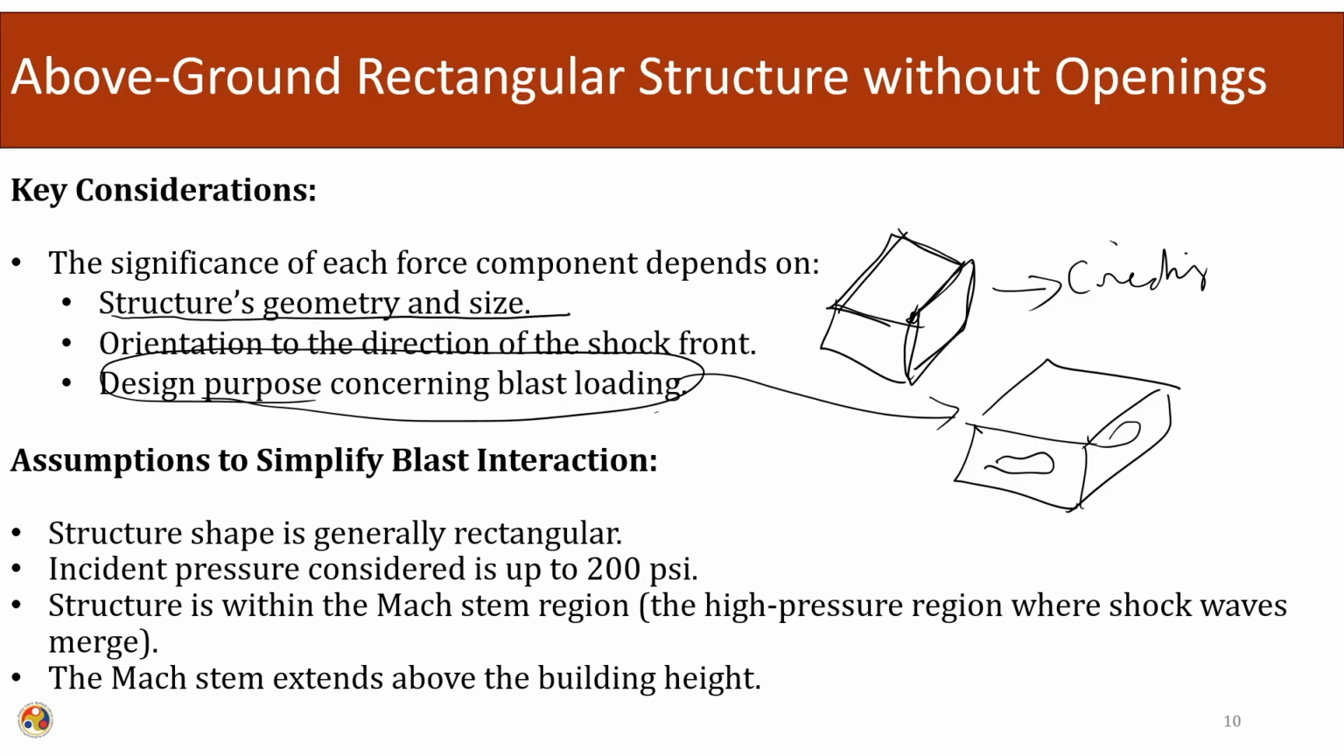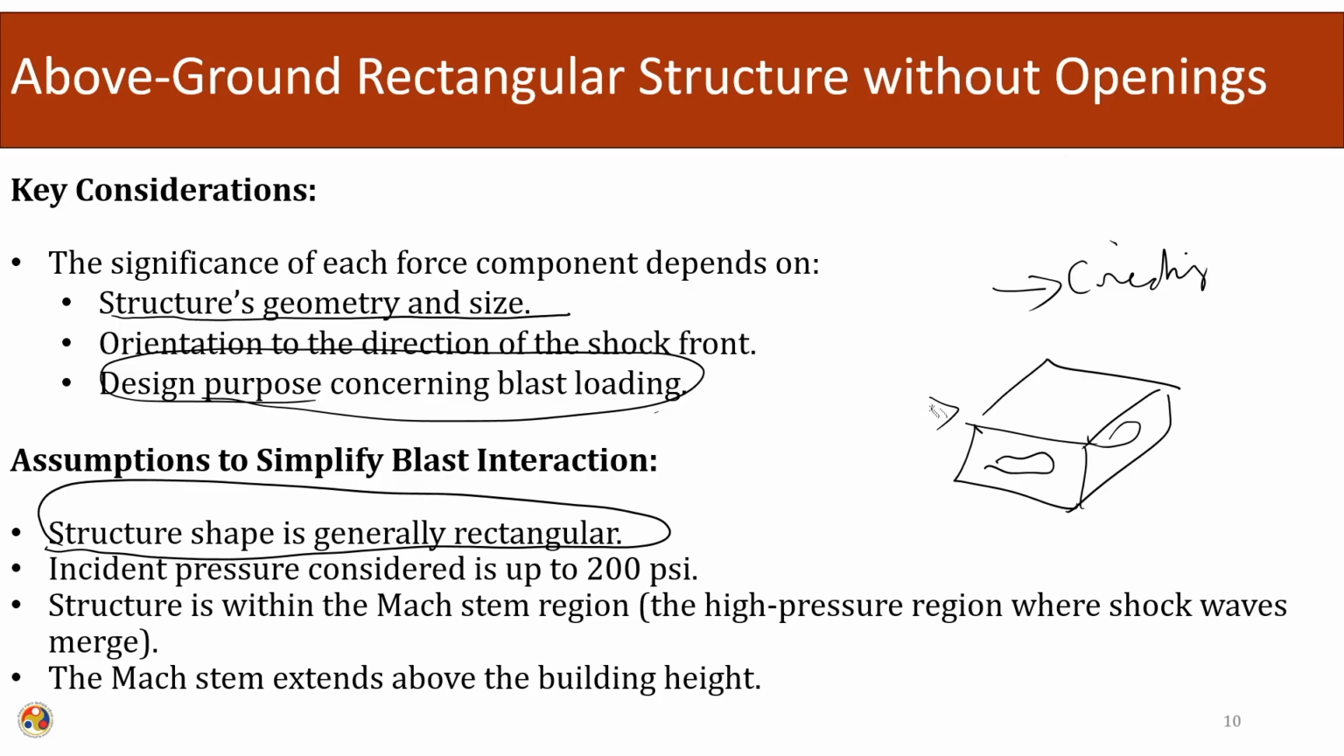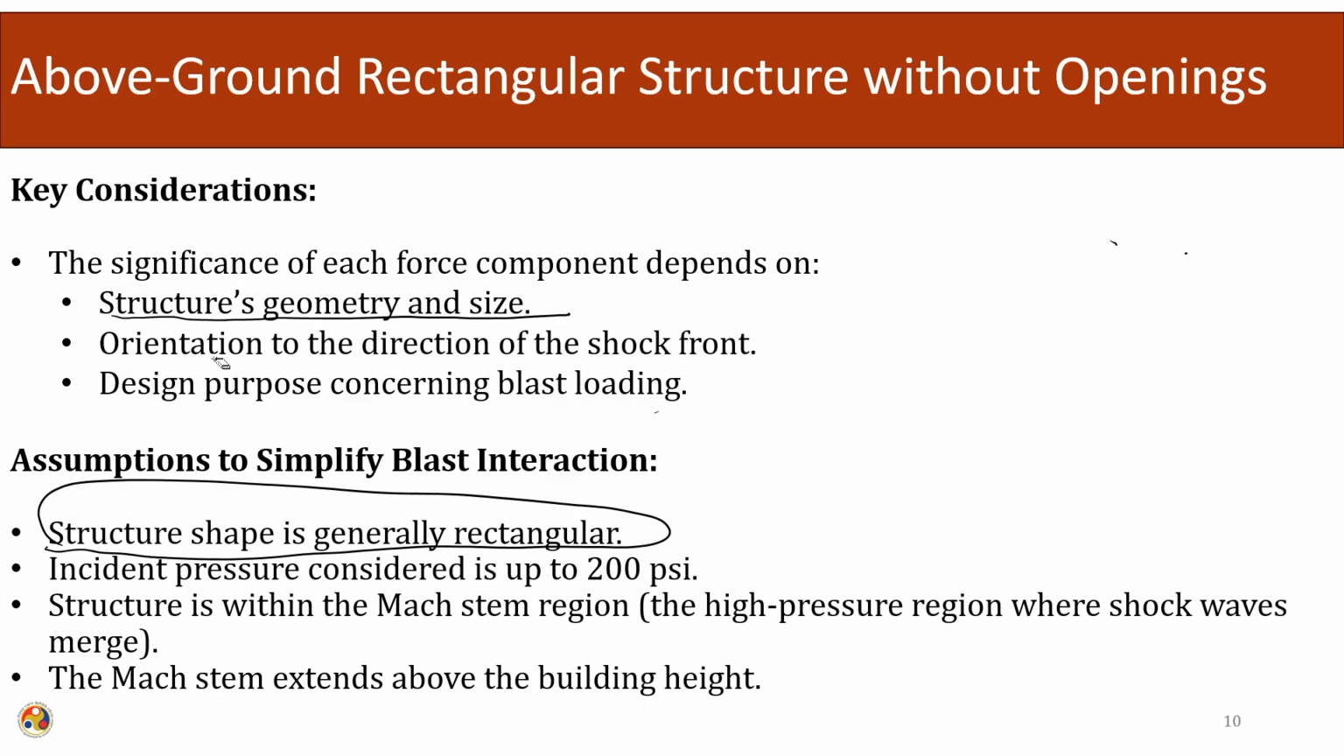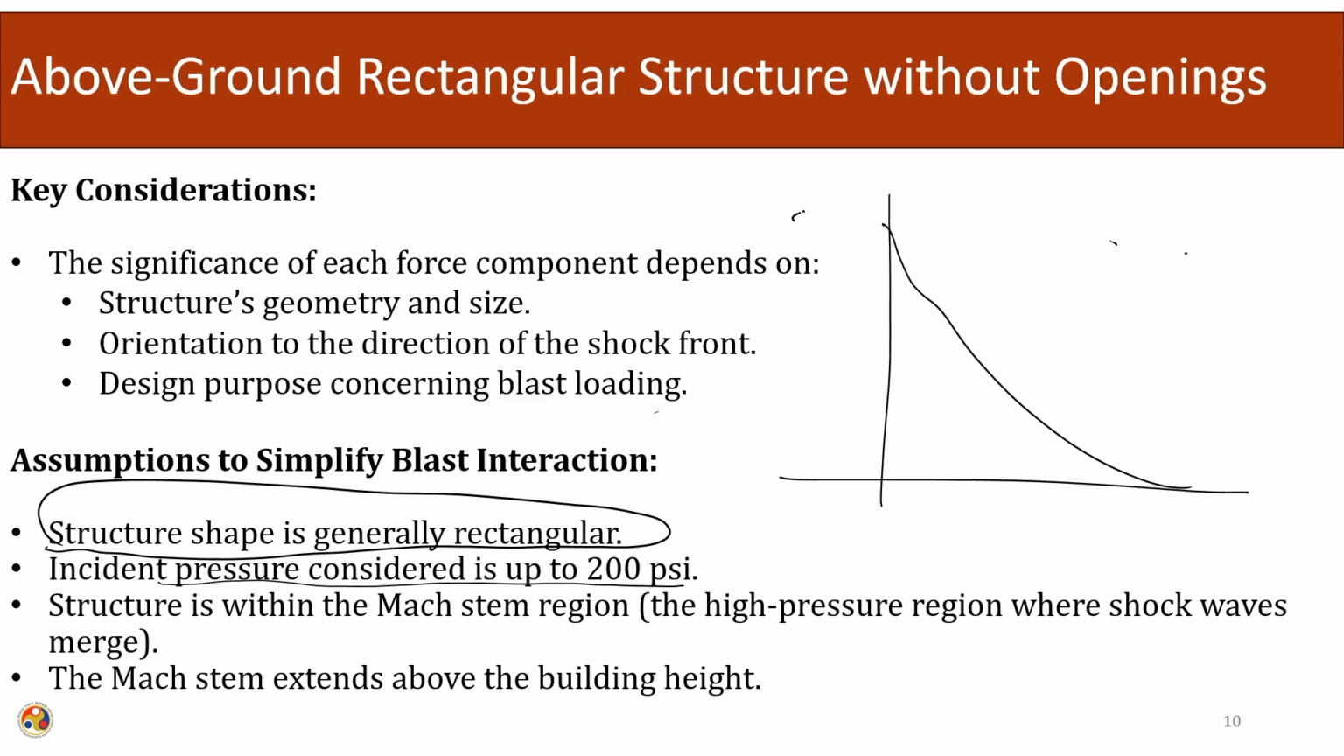Since blast is a very complex phenomenon, we normally make some assumptions. Now we will look into those assumptions. The first big assumption that we are making is that conventionally all of our structures are generally of a rectangular nature. So the treatment that we are doing right now is considering the structure as a rectangular structure. The magnitude of the incident pressure is normally considered as 200 psi.